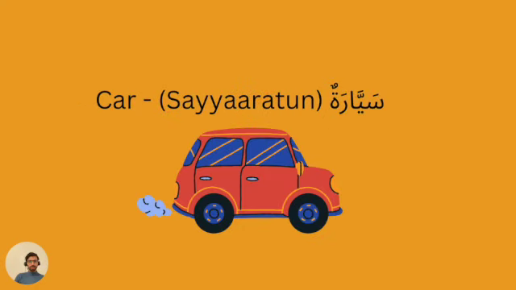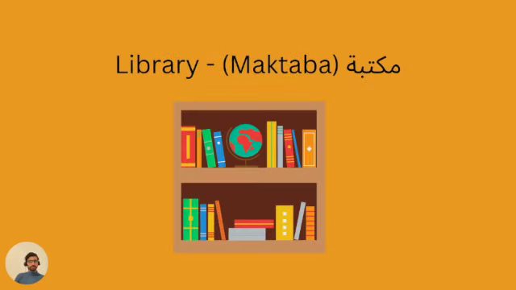Perfect. We have car. سيارة, سيارة. Repeat after me. سيارة. Excellent. We have library. مكتبة, مكتبة. Repeat after me. مكتبة.